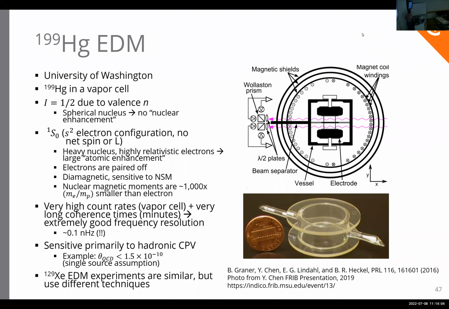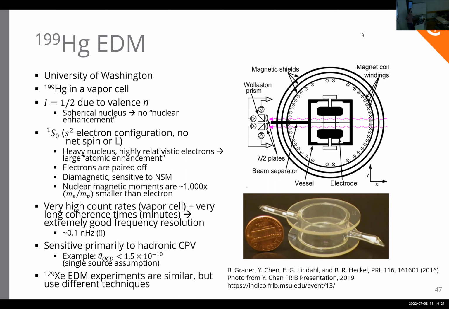Any questions about this experiment, which I don't work on, but I'll do my best to answer them? Yes. I guess based on the last bullet point, is there a big difference between using a noble gas and using something that's not a noble gas?